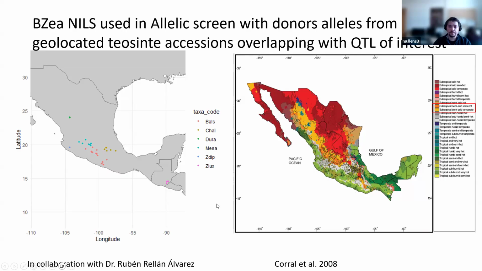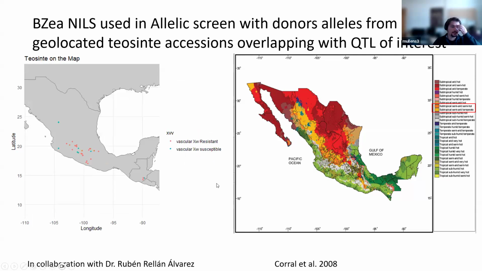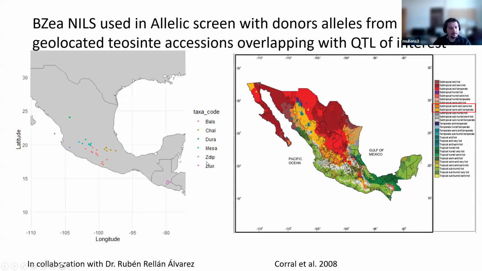And then from those lines, about 13 of them looked susceptible qualitatively, similar to what we see with the NILs I screened previously. So this is where the blue dots represent susceptible individuals, and the red ones were resistant. It's easier to see here. The red ones here are the Balsas teosintes. They form this little cluster.